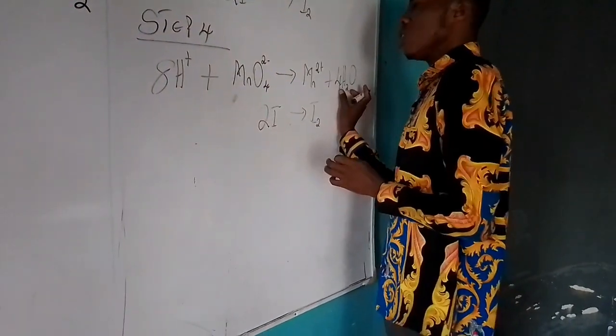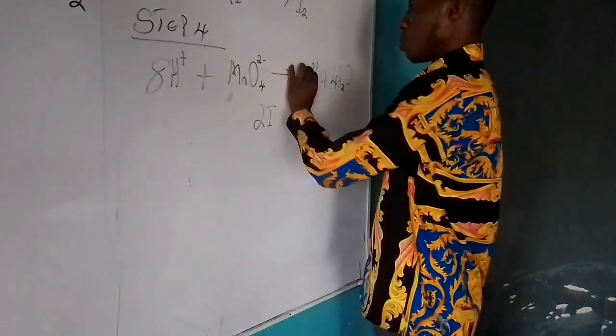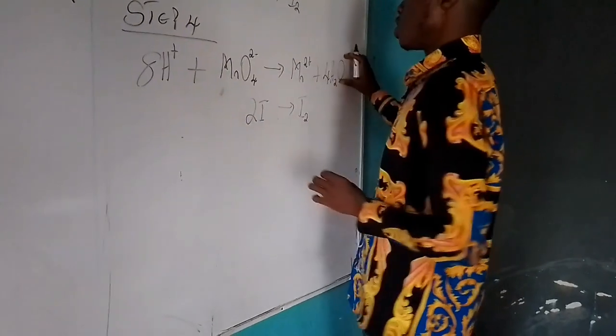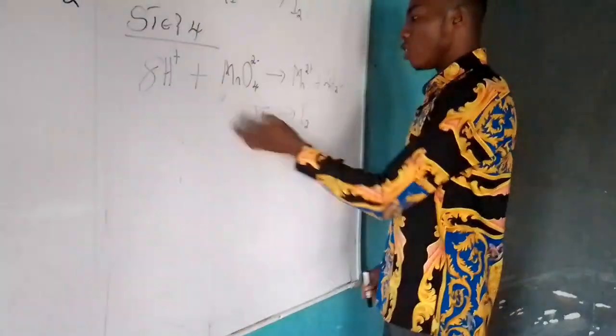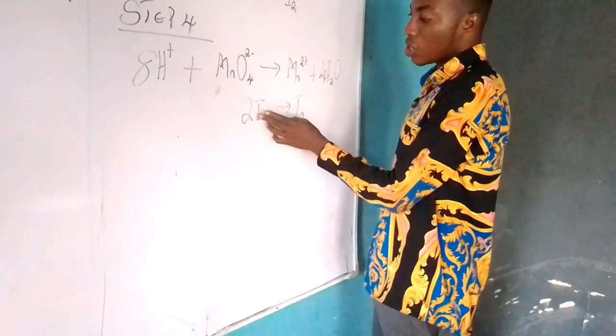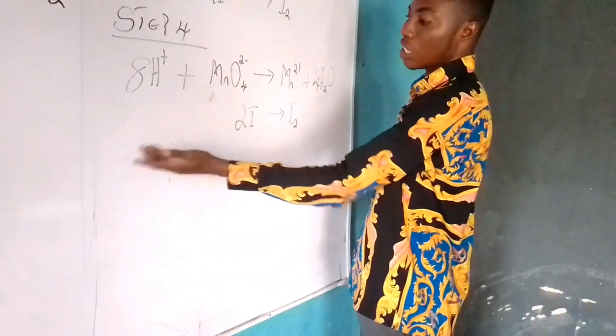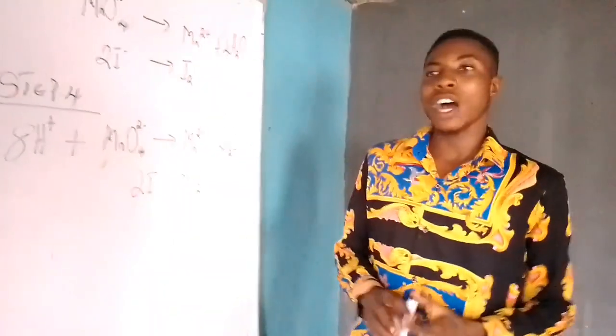How many do we have here? 8 hydrogen ions. For here, manganese 1, manganese 1, oxygen 4, oxygen 4. So this particular question is balanced now. So for here now, we also do what? We don't have hydrogen on this side or oxygen on this side. So we leave here. So we now go to step 5.